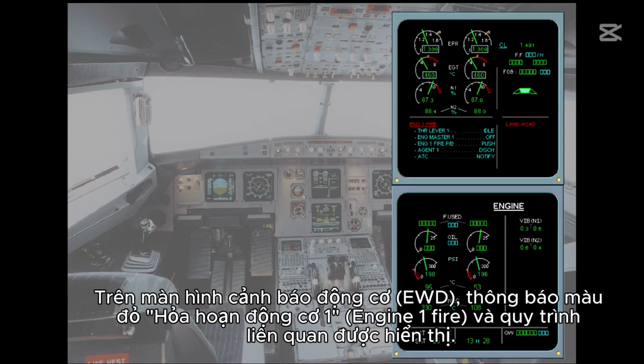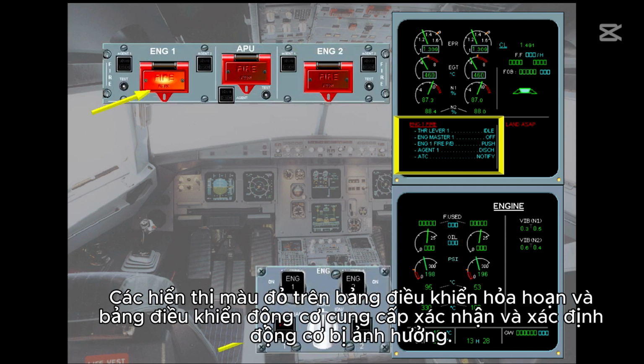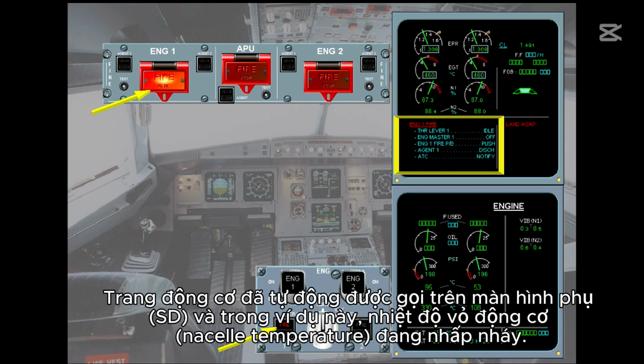On the EWD, the red message Engine 1 Fire and the associated procedure are displayed. The red indications on the fire panel and the engine panel provide confirmation and identification of the affected engine. The engine page has automatically been called on the SD, and in this example, the nacelle temperature is pulsing.